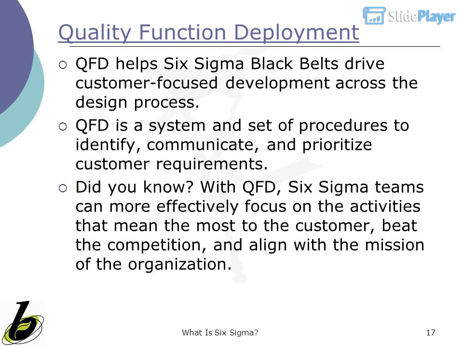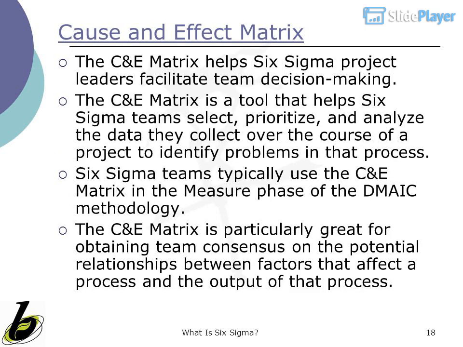What is Six Sigma? Cause and effect matrix. The C&E matrix helps Six Sigma project leaders facilitate team decision-making. The C&E matrix is a tool that helps Six Sigma teams select, prioritize, and analyze the data they collect over the course of a project to identify problems in that process.